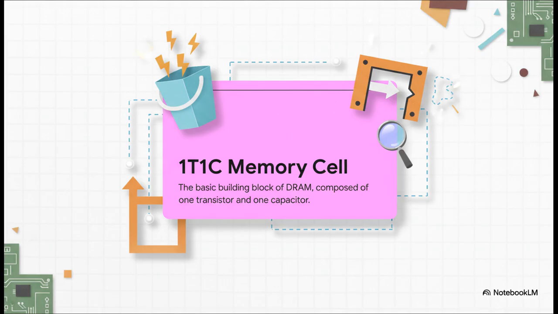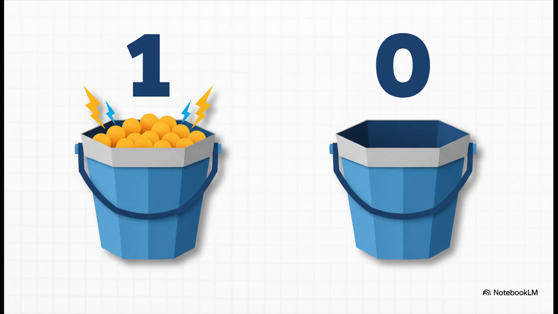It's pretty simple, really. The capacitor is like a teeny tiny little bucket that can hold an electrical charge. And the transistor? That's just a gate or a switch that opens and closes to let stuff in or out of the bucket. And how this works is actually beautiful in its simplicity. If that tiny bucket, the capacitor, is full of charge, the computer reads that as a 1. If the bucket is empty, with no charge, it reads it as a 0. That's literally it. Every single thing happening in your computer's working memory comes down to billions of these little buckets being either full or empty.